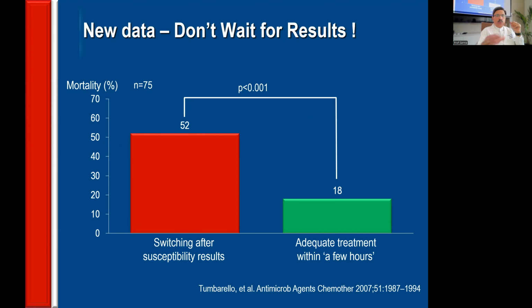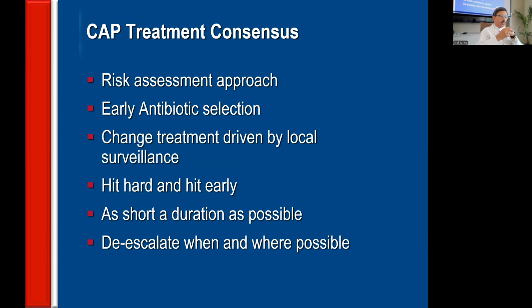So what are the new data saying? New data says, don't wait for any other results or sputum results or anything. There is a comparison in this study. What they did was switching after susceptibility results: start on a milder antibiotic, wait for 48 or 72 hours, then increase the antibiotic. That is one strategy. The other strategy is straight away you start, depending on the classification of the patient, a powerful antibiotic. And the mortality is brought down from 52% to 18%, which means the new strategy does work, and that should be the attitude.